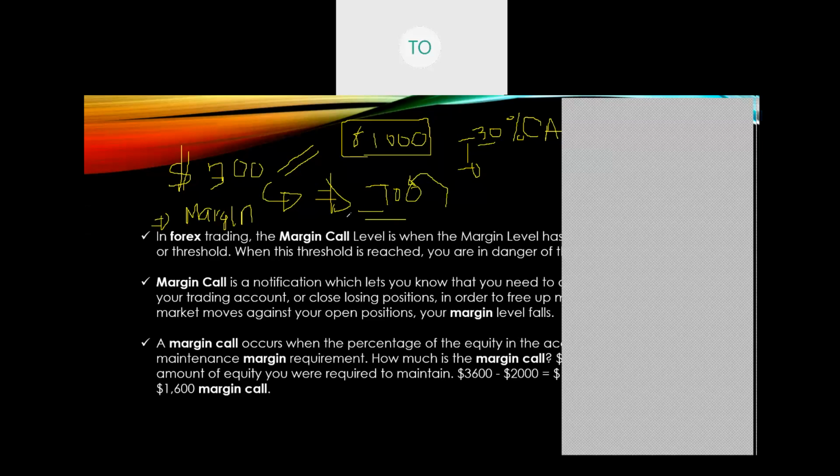Most of the systems we use probably will not give you a margin call at least until you've used almost $800 or $900 out of the 1,000. At that point you will get a notification to let you know that you need to deposit more money into your trading account or close losing positions in order to free up more margin.